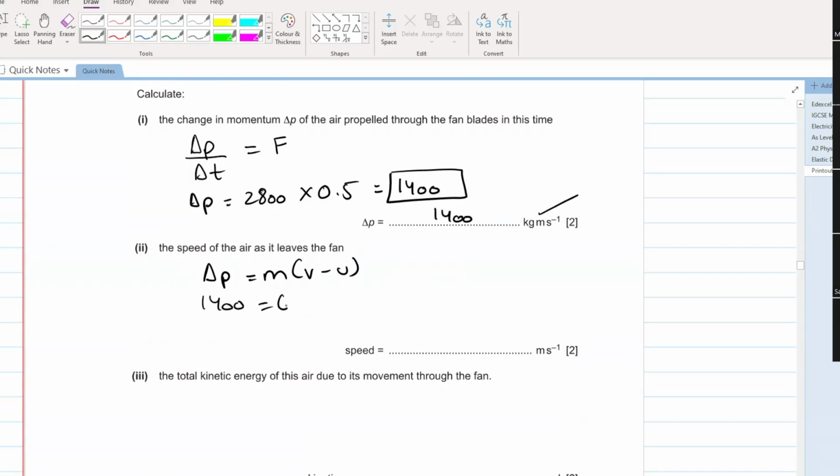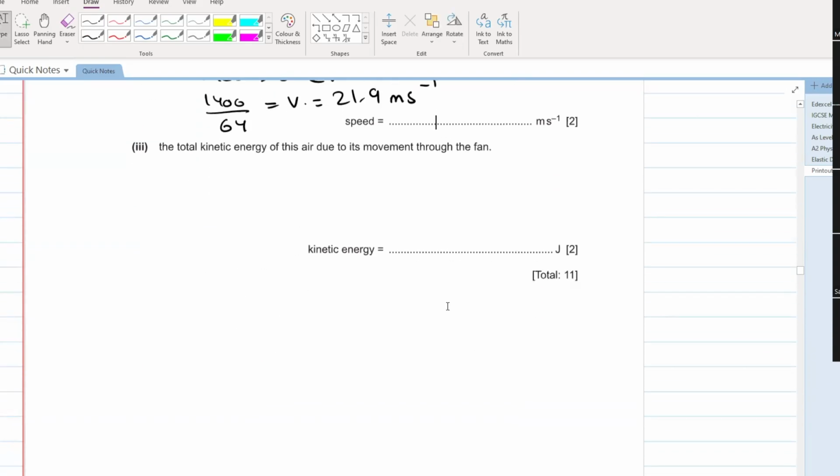1400 is equal to 64 v minus u, that is 0. Perfect. 1400 divided by 64 is equal to v. V comes out to be what? 1400 divided by 64 comes out to be 21.9 meters per second. That is your velocity. Simple. 21.9 is your final velocity.